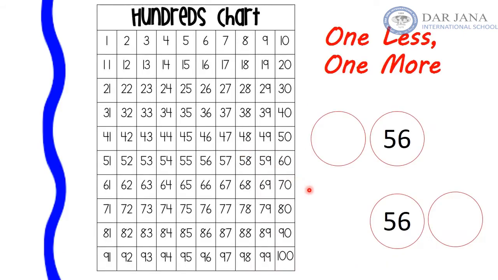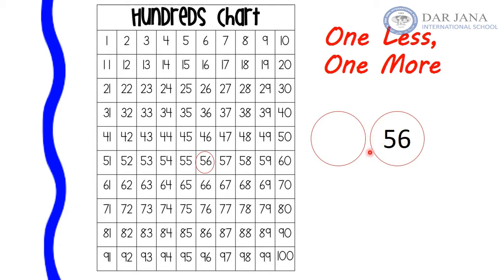So the first thing we need to do on the hundreds chart is to find number 56. So here is number 56. When we find number 56 on the hundreds chart, we have to know which number is 1 less. If we notice over here, we find out that the space of the answer is just before 56, which is on the left side of the number.